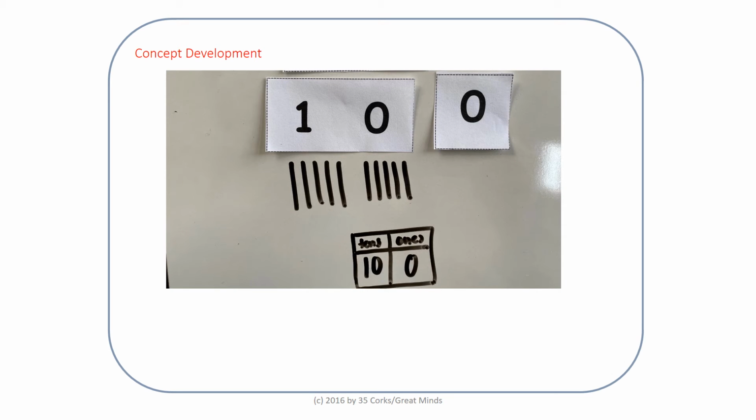Good, there's 0 ones. We don't have any ones in our drawing, and we have no ones at the end of 100. Now we're going to move on to something new, a little different from this.